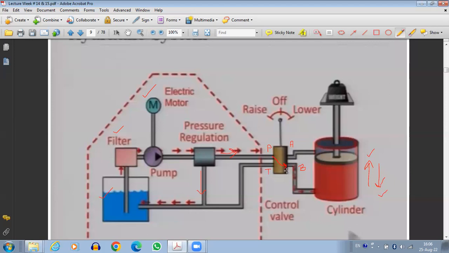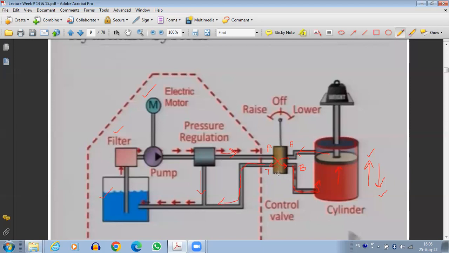Okay, so in this way the pressurized fluid is going to enter into the cylinder. And as the pressurized fluid enters into the cylinder, it's going to push the piston upward, so the cylinder will go through an expansion, and the fluid on the top side of the piston is going to be returned from port A and will be connected to the port T. From here, it's going to return back into the tank.